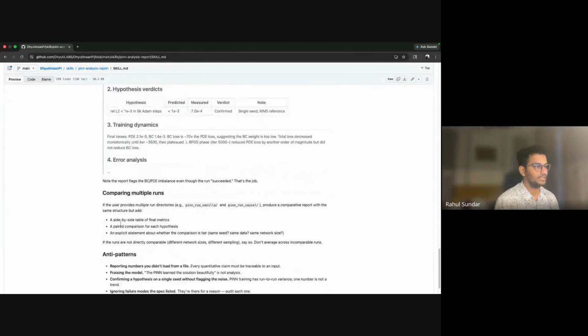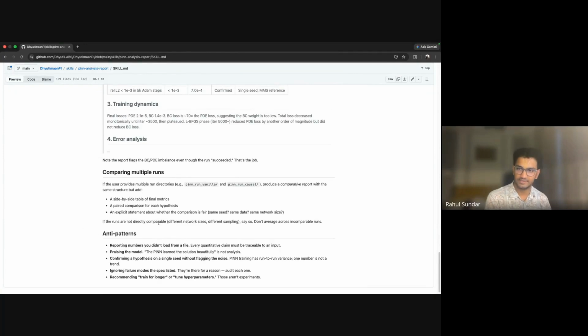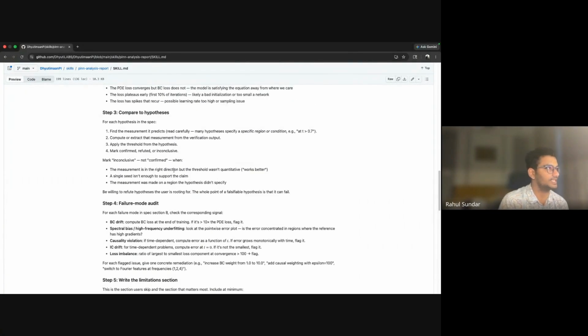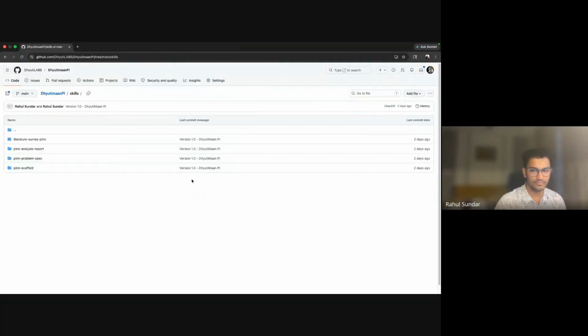So this is how an example is, and then you compare across multiple runs. Again, anti-patterns. Anti-patterns tell you what to avoid, which is very important in my opinion. So I have covered all the skills here. So now let's probably look at one of the work examples.